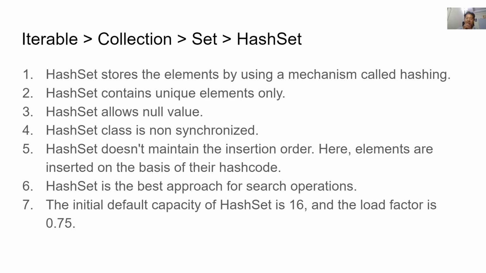It is not synchronized, so it is not thread safe. The hash set doesn't maintain the insertion order, unlike the list. Elements are added into the hash set based on their hash code only. So if you have frequent search operations, then hash set is the best collection to have. The default capacity of the hash set is 16 and the load factor is 0.75.